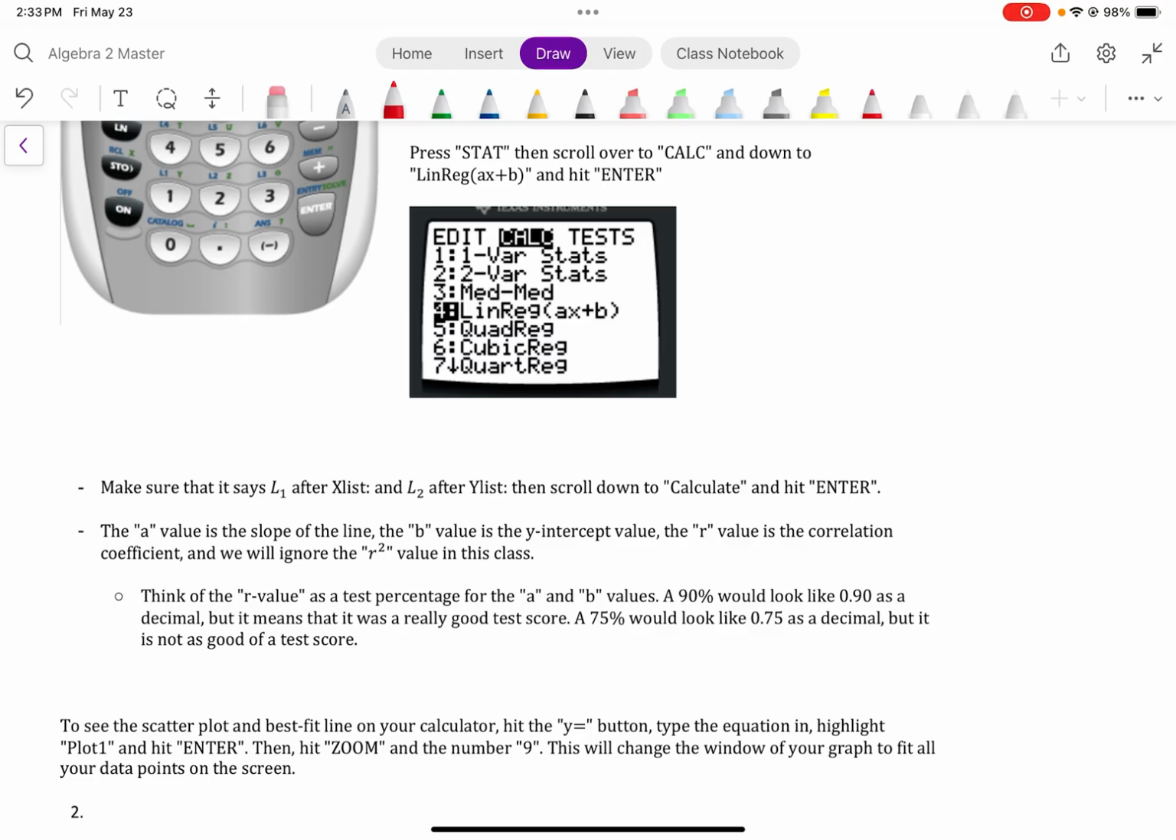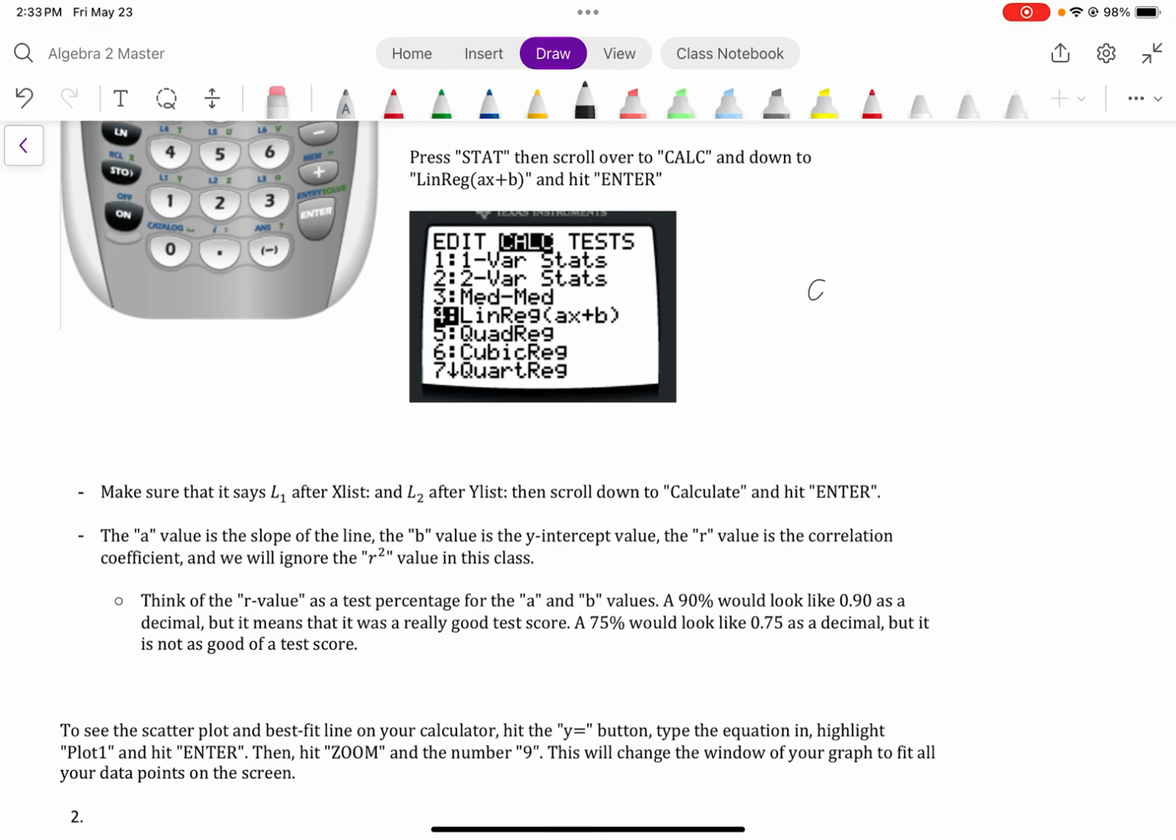But it'll tell you A equals a number, B equals a number, R squared equals a number, and R equals a number. In this case, it told me that A was 2.5, B was 7.3, R squared was 0.99522, and a whole bunch of stuff. And R was 0.9976, a whole bunch of stuff. We don't care about R squared. Okay, in this class, we're not going to worry about R squared. That's for something a little bit different.